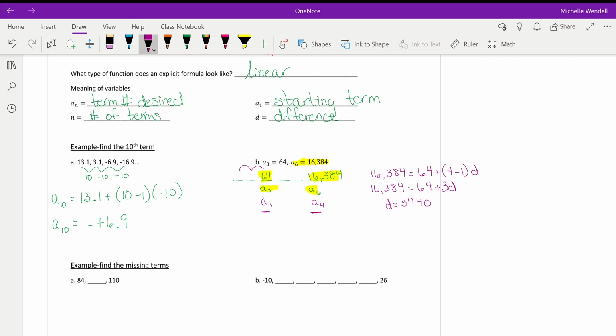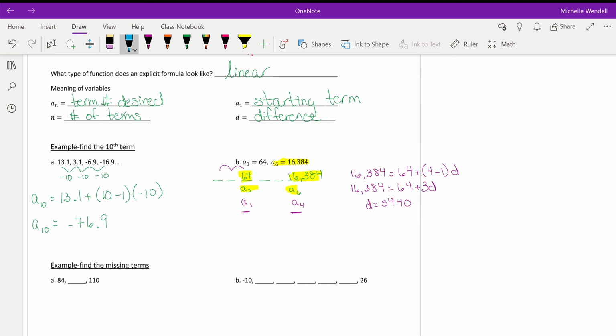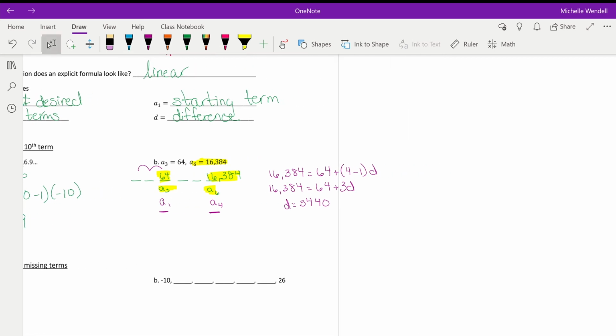That is the way that I would suggest you solve that problem. If you like the formula, you could do it that way as well. And so I will do that right now for those of you who like using formulas.